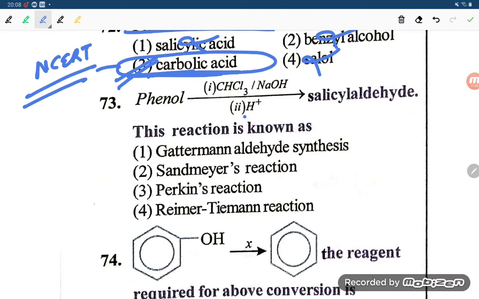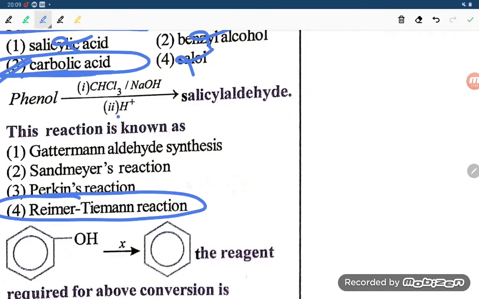Now phenol, if you are treating it with CHCl3 and NaOH, this reaction is known as the Reimer-Tiemann reaction. When you are treating phenol with chloroform and NaOH, this reaction is known as the Reimer-Tiemann reaction. We can write this reaction, students.